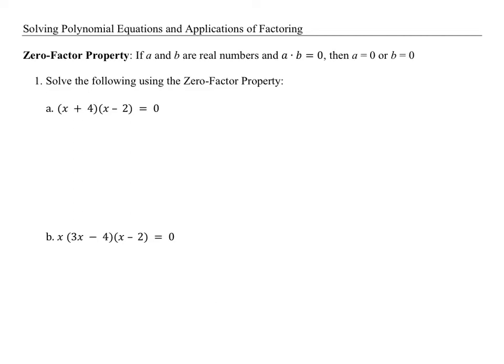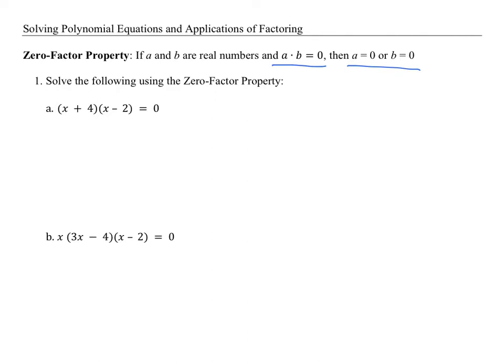This lesson is now solving polynomial equations and applications of factoring. So, now that we know how to factor, let's use it to solve equations. In order to do this, we're going to use something called the zero property. That says if you multiply two numbers together and you get 0, then either the first factor is 0 or the second factor is 0. And they could both be 0.